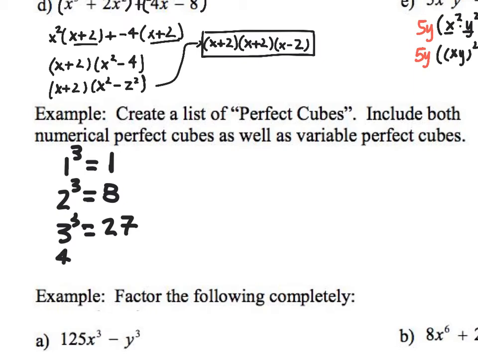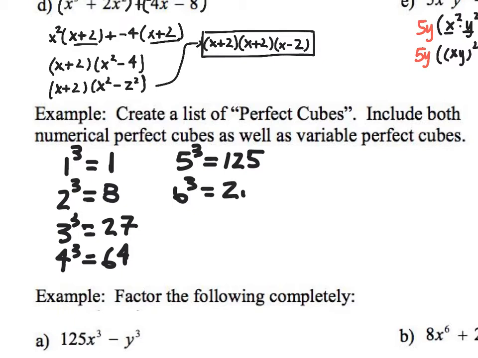4 cubed is going to give me, what is that, 4 times 4 is 16, times 4 again is 64. So 64 is a perfect cube. 5 cubed, 5 times 5 is 25, times 5 again gives me 125. 6 cubed, 6 times 6 is 36, times 6 again I believe is 216. All right, and we'll stop there.